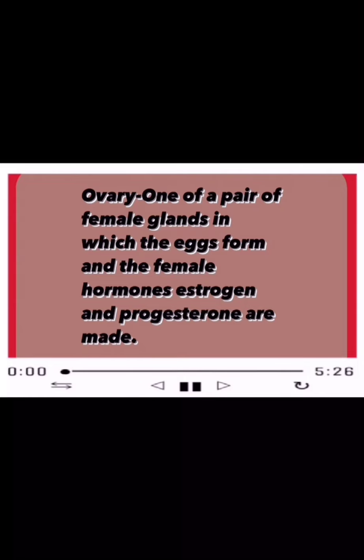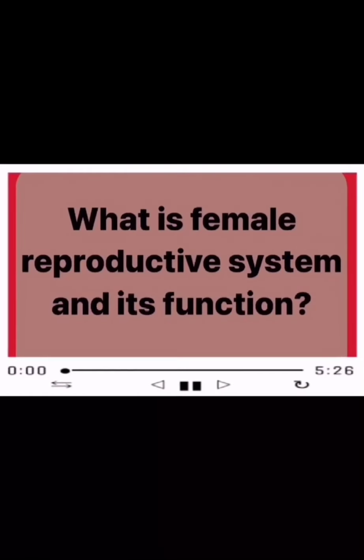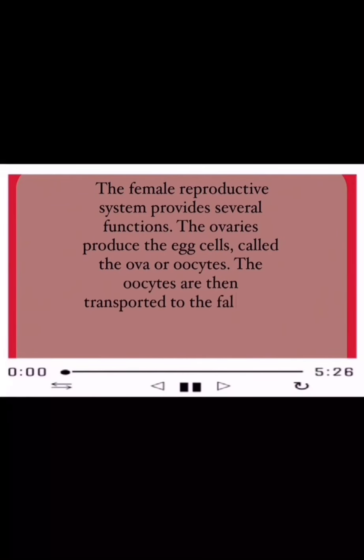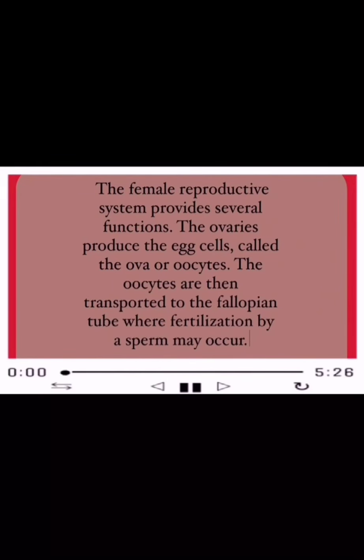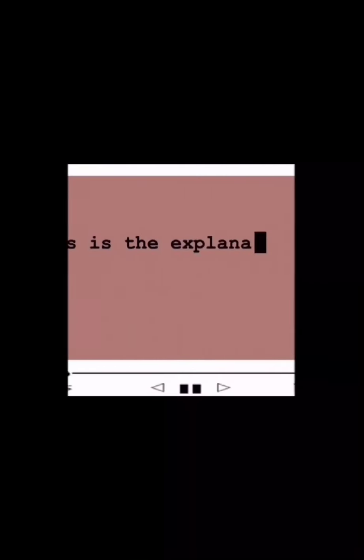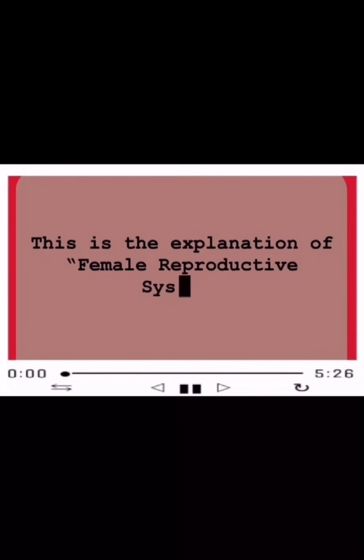What is the female reproductive system and its function? The female reproductive system provides several functions. The ovaries produce the egg cells called the ova or oocytes. The oocytes are then transported to the fallopian tube where fertilization by a sperm may occur. This is the explanation of the female reproductive system.